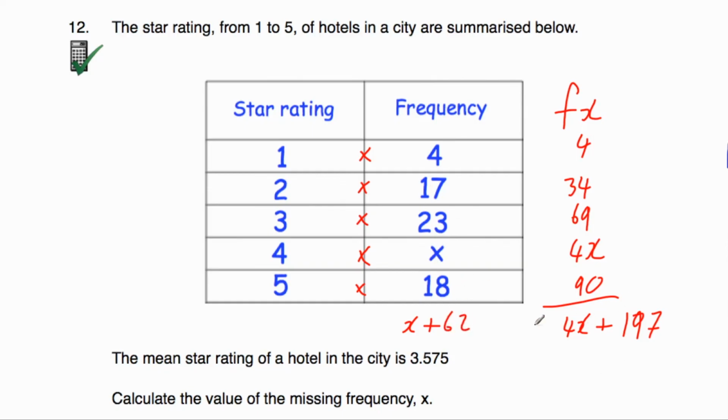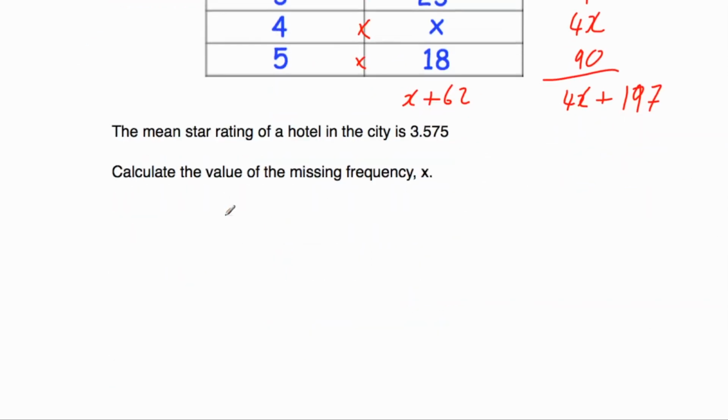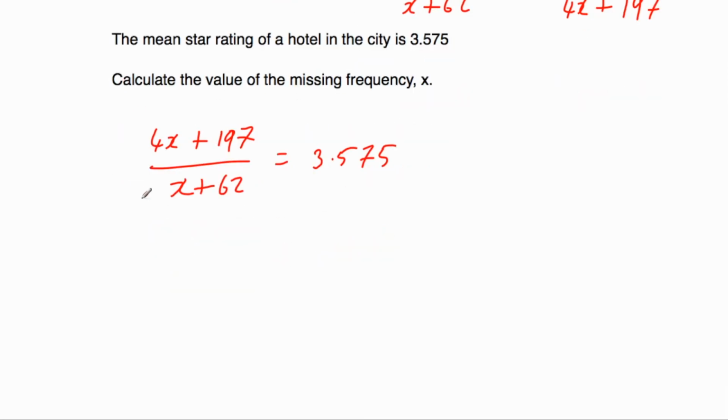So we've got our total fx and we've got our total frequency. Now we would normally divide this by this to find the mean. So let's do that and see what we get. So let's do 4x plus 197 divided by x plus 62, and that's equal to 3.575. Okay, so we've got our equation. We just need to solve it now. Now, when I say just, it's not a particularly nice equation, so it is a bit tricky. So let's see how you would solve something like this.